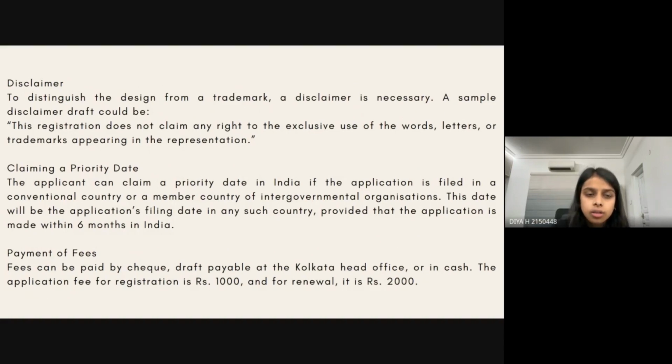Disclaimer. To distinguish the design from a trademark, a disclaimer is necessary. A sample disclaimer draft could be: this registration does not claim any right to the exclusive use of the words, letters, or trademarks appearing in the representation.